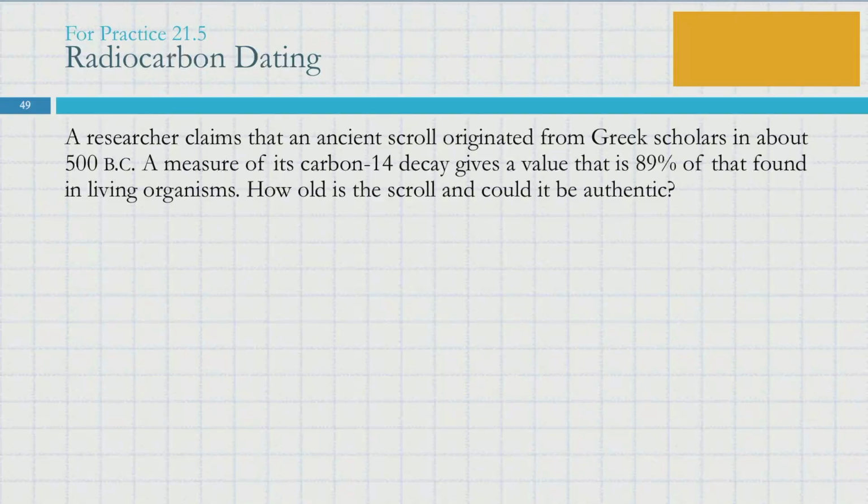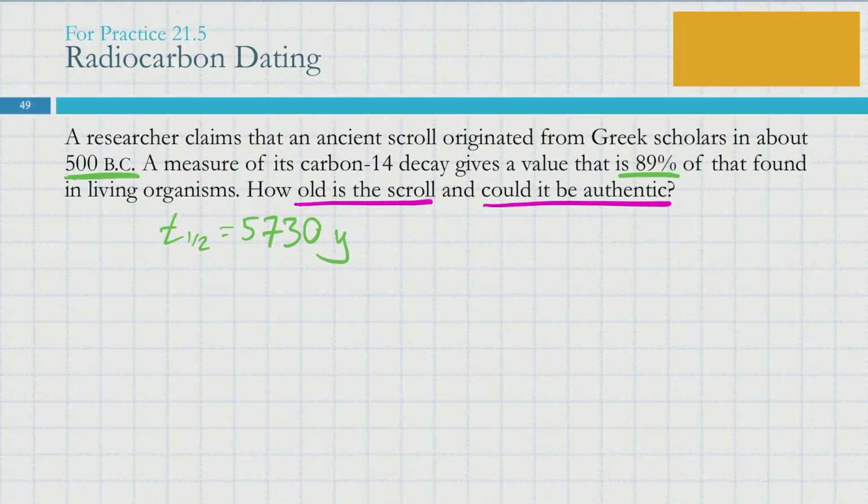Let's say that a researcher claims that an ancient scroll originated from Greek scholars in about 500 BC. A measure of its carbon-14 decay gives a value that's 89% of that found in living organisms. We want to know how old is the scroll and could it be authentic? Our T1/2 for carbon-14 is 5,730 years.